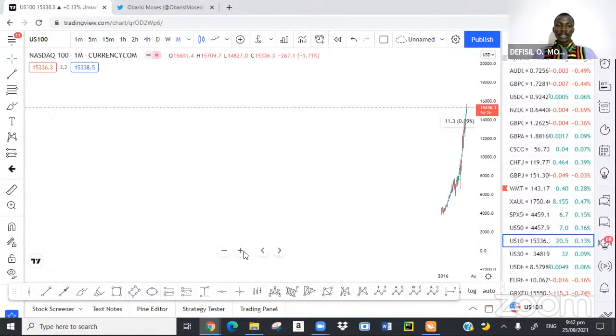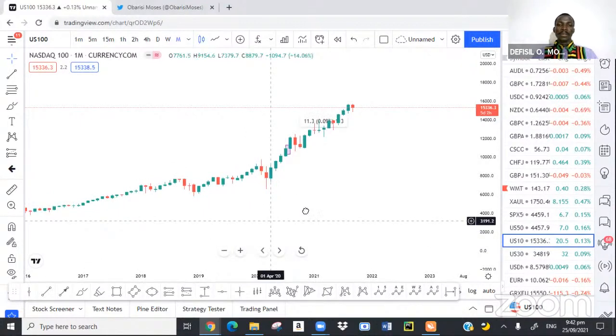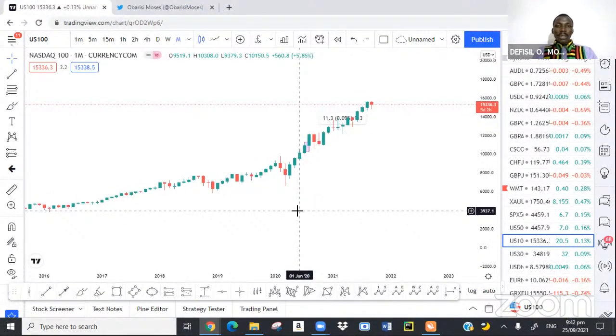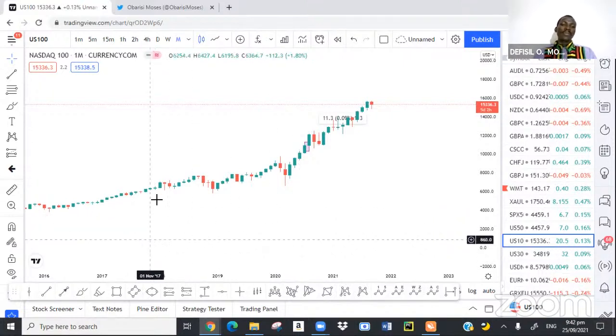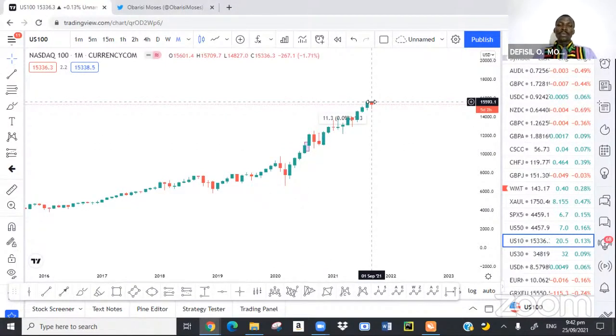Okay, let's zoom out a little. This Nasdaq on the monthly time frame. Now, on the monthly time frame, Nasdaq is in a full-blown uptrend. High low from the period of 2017 till date. This market is in a full uptrend.